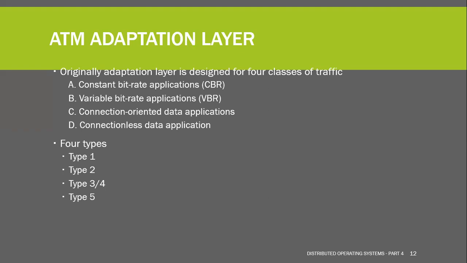Unfortunately, here too, the standard writers did not get it quite right. Originally, adaptation layers were defined for 4 classes of traffic. Number 1, constant bitrate traffic. Number 2, variable bitrate traffic, but with a bounded delay. Number 3, connection-oriented data traffic. Number 4, connectionless traffic.